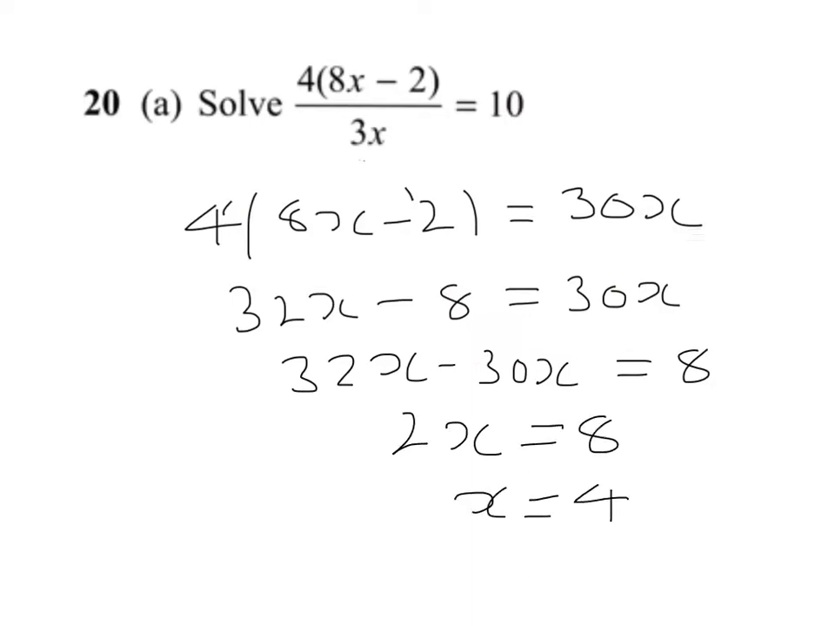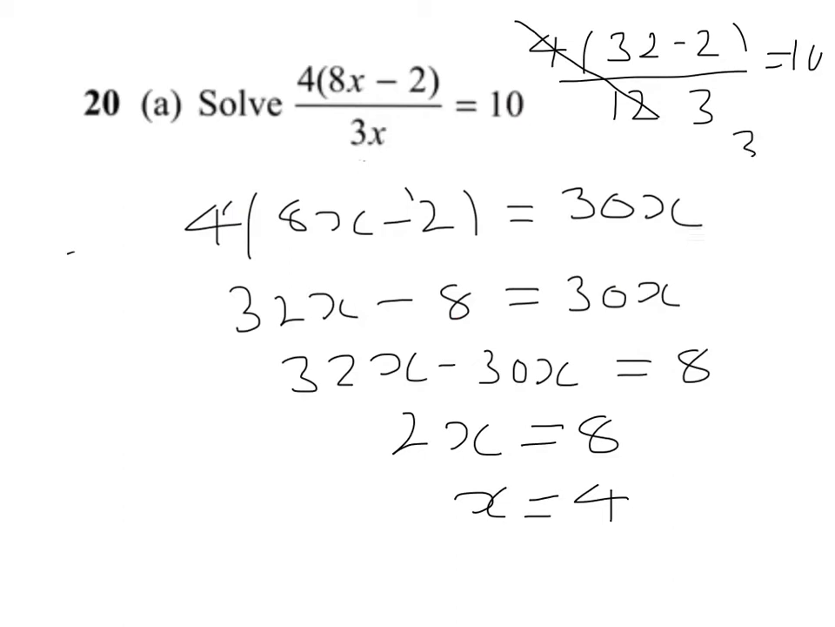Now, always a very good idea to check your answer. So let's have a look. Does 4 times 8 fours, which is 32, minus 2, divided by 3 fours, which is 12, give us 10? Well, the 4 and the 12 will cancel to 3. The 32 minus 2 will give me 30. So we're going to basically have 30 divided by 3 equals 10. So we can see that x equals 4 is definitely our answer.